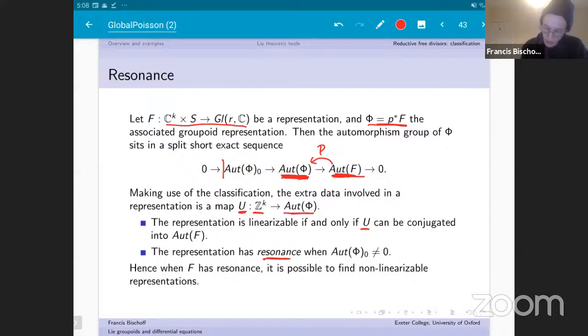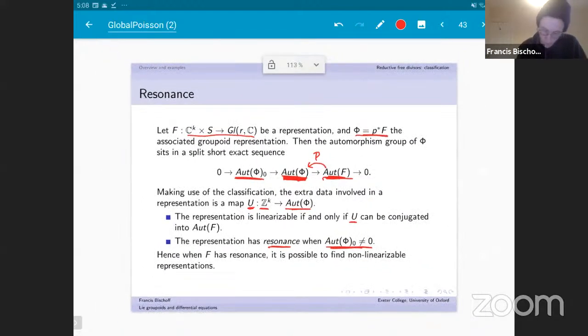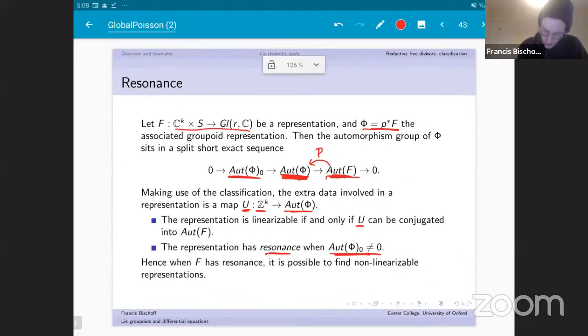But when we do have resonance, then there is a possibility that we have a non-linearizable representation, because it's possible to map into this group in such a way that the conjugacy class doesn't land in the automorphism group. For example, if we mapped completely into here, then for sure that would not be a linearizable representation if it was non-zero. Okay, so that's what I wanted to say about resonance.